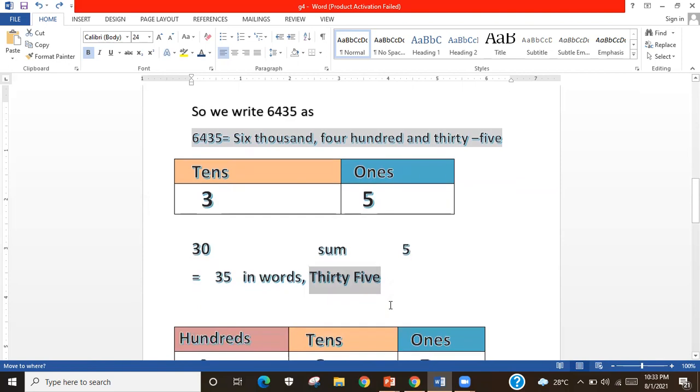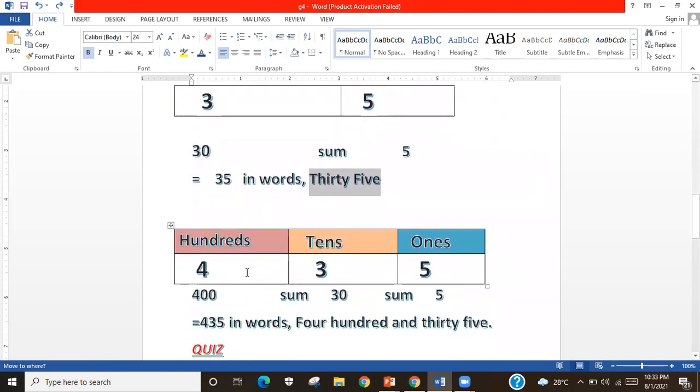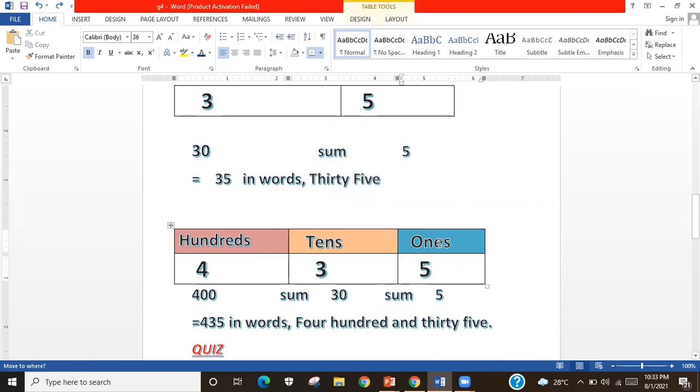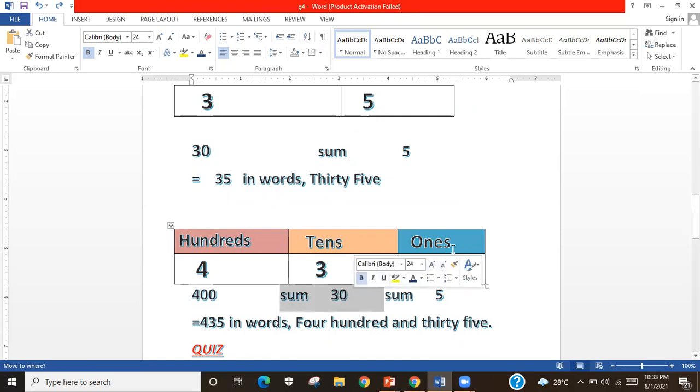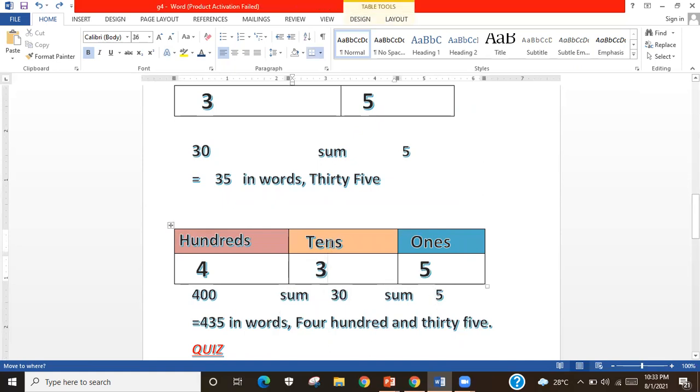Next, if you are given three digits combined together, how will you identify and count them? You will identify the last one as ones, that is 5. The second one as tens, that is 30. The third digit always counts as 100, that means 400.